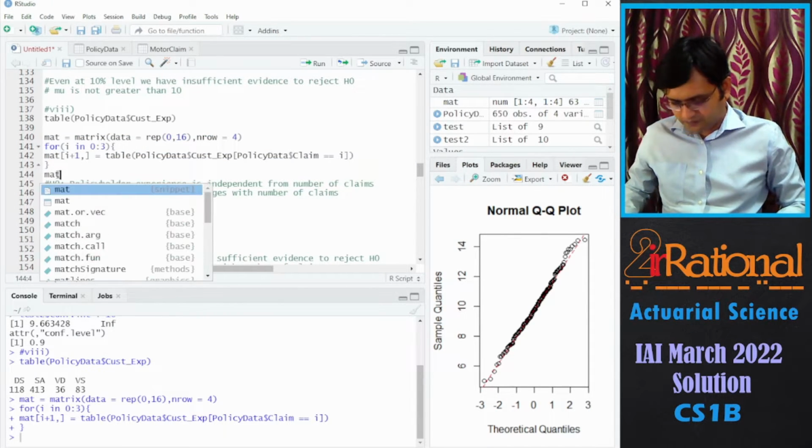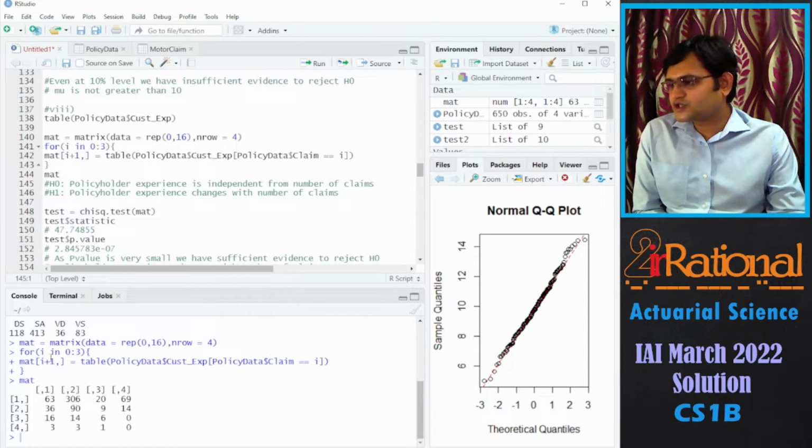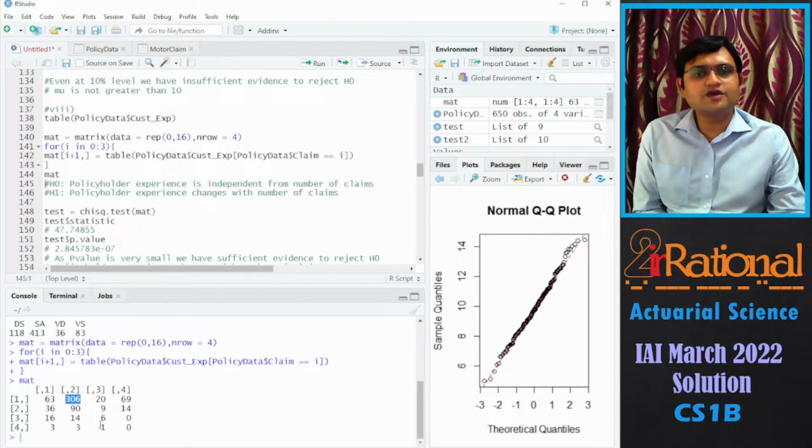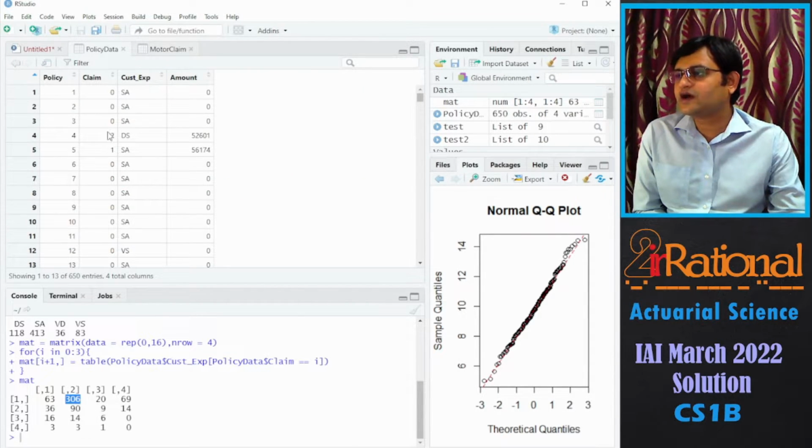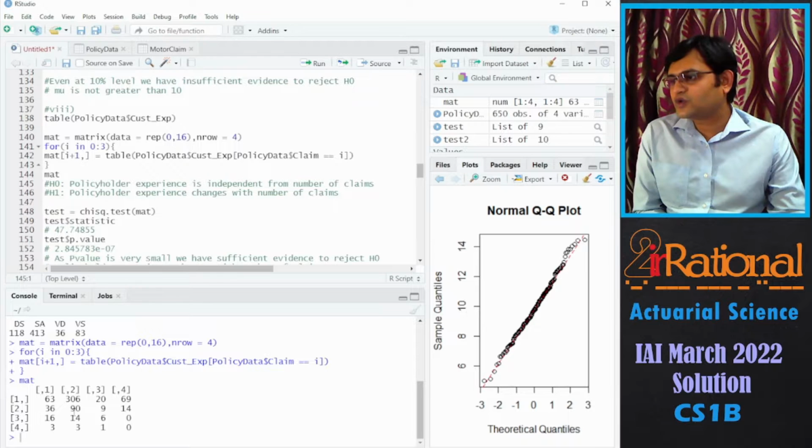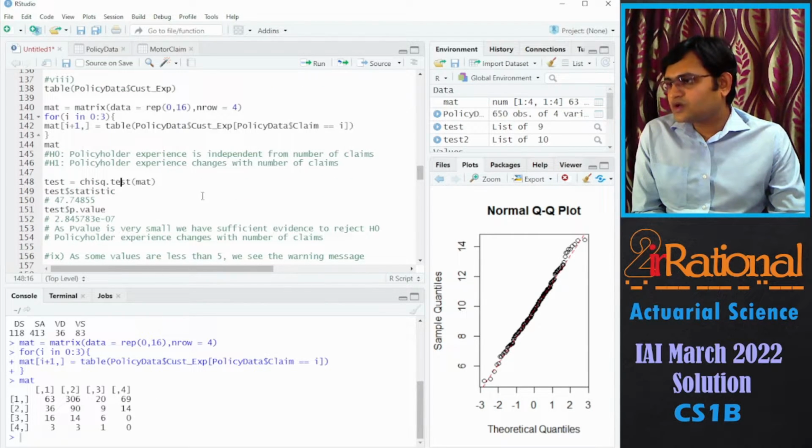Let me show you. We have a matrix here such that for 0 claims, I have DS value as 63, SA value as 306, and so on. So this is a frequency table from this policy data according to the number of claims and this customer experience data. Now we can run our chi-square test of association, or contingency test, whichever you want to call it, using directly this. Now the problem is that when you do the test here, let me run the test.